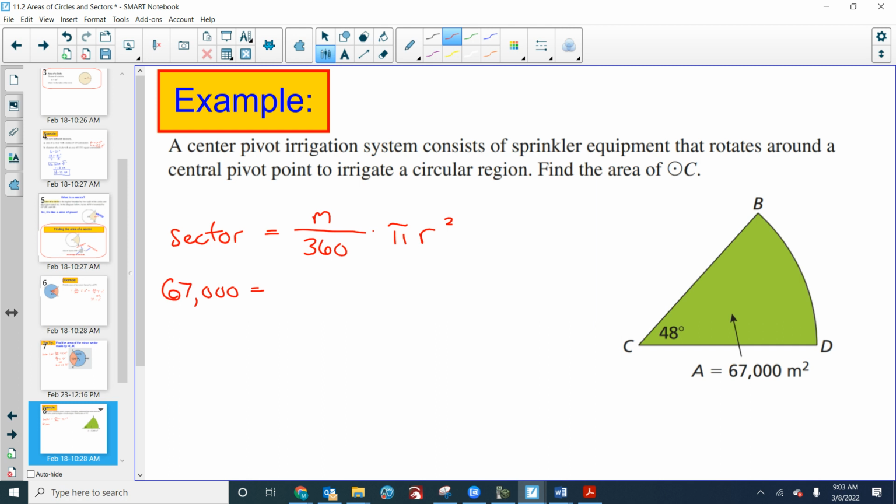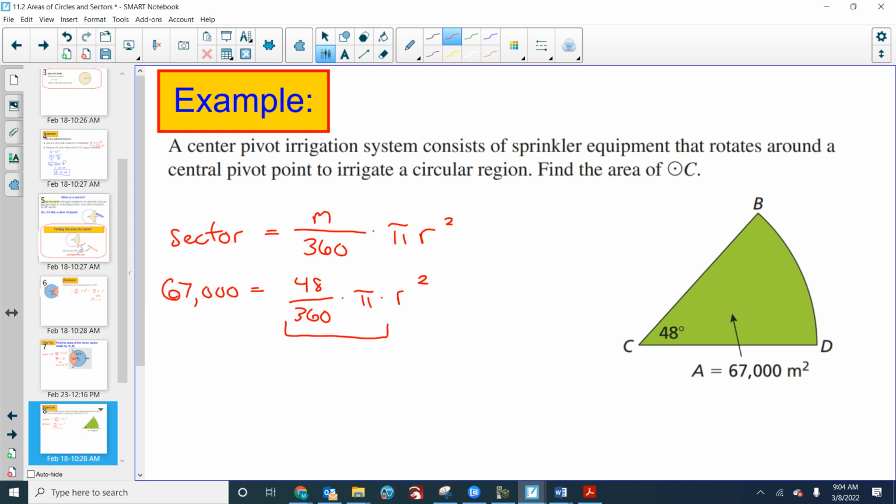67,000. The measure of the angle that forms it is 48 degrees, times pi r squared. Isn't 48 over 360 and pi, aren't those both numbers? Yeah. So we're going to divide them over. Okay, now it's kind of ugly. So just in all honesty, this is going to be a decimal answer. We're not going to write our answer in terms of pi. It's going to be ugly.